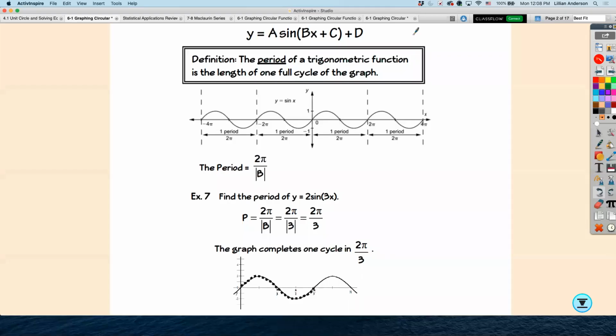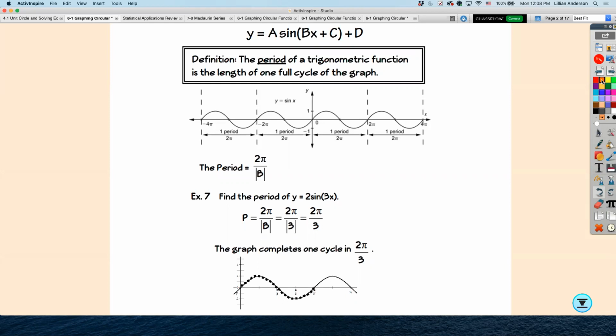But today's focus is about B and C, okay? So that's what we're spending the majority of our time on. We already reviewed what happens to our y values. Now we need to be more concerned about what happens to our x values, because these are a little bit different. First off, the period.